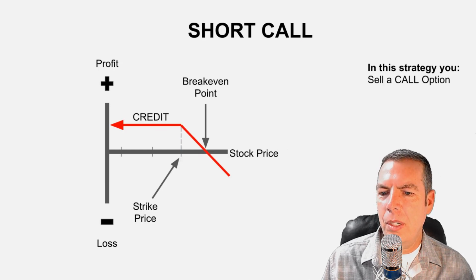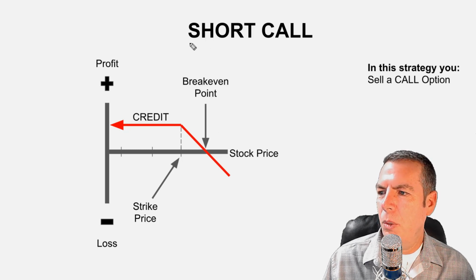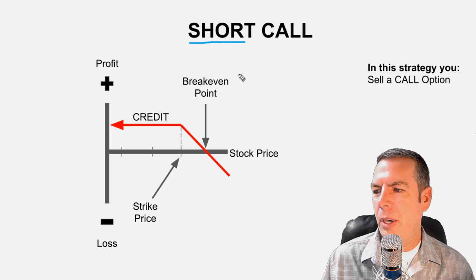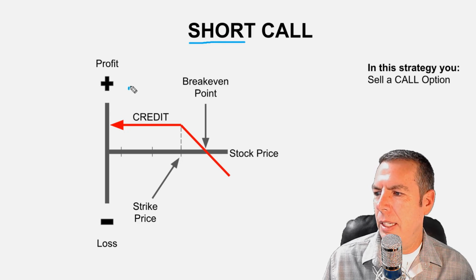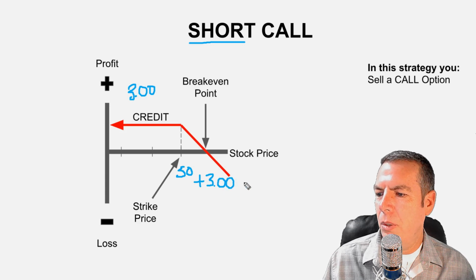Now let's take a look at a short call position, and we can see how that differs versus a long call. In a short call position, we received a credit for that trade. Anytime we're short, that means we received a credit and we received money. So let's say in this example we sold the $50 strike and received a credit of $3 for that trade. When we're looking at the break-even point on this trade, it would be $50 plus that $3, so our break-even point would be $53.